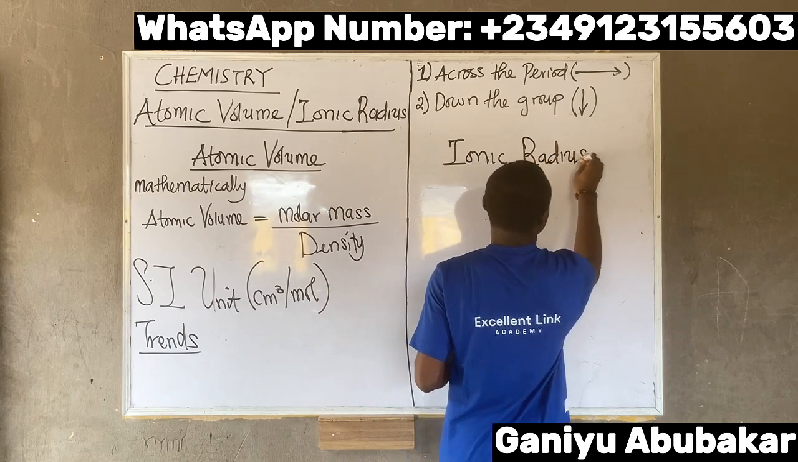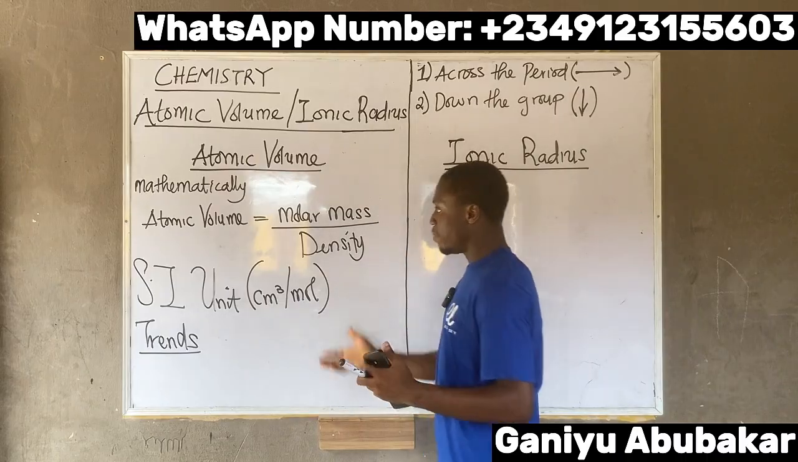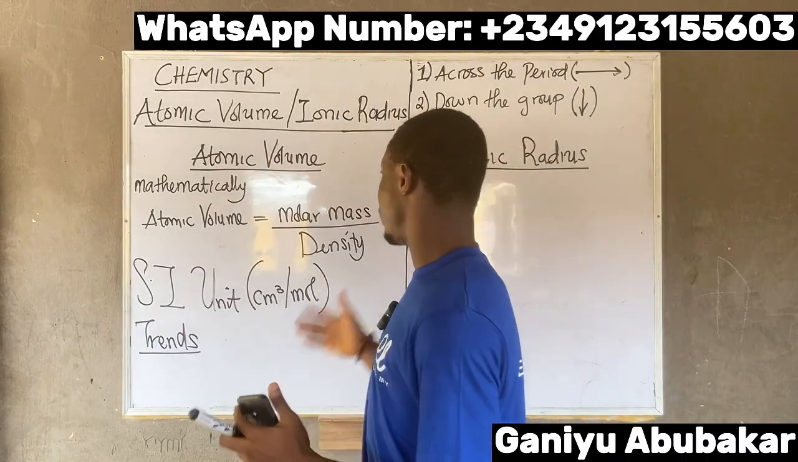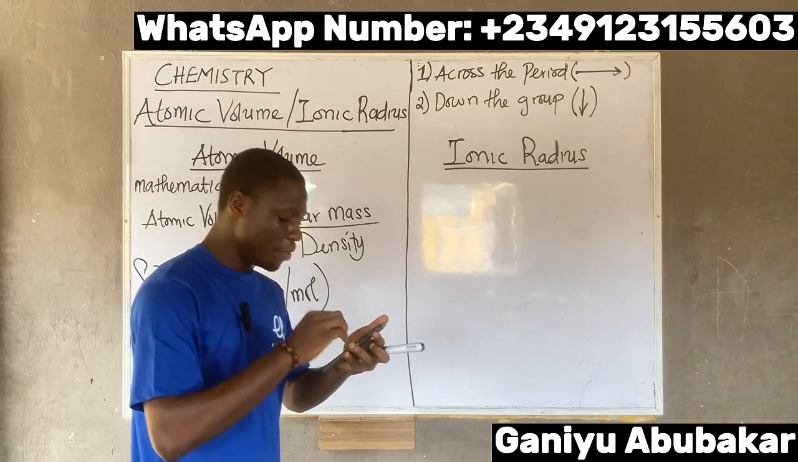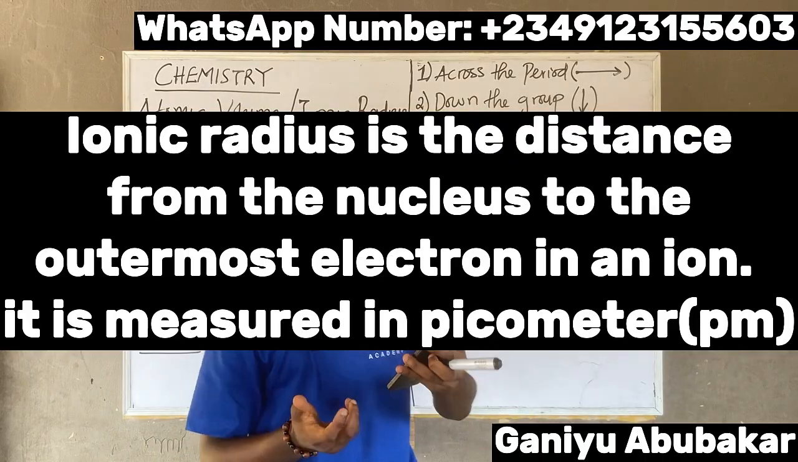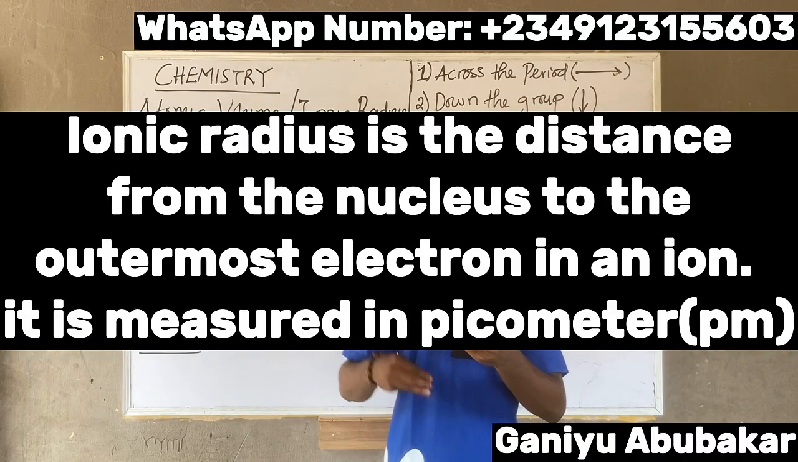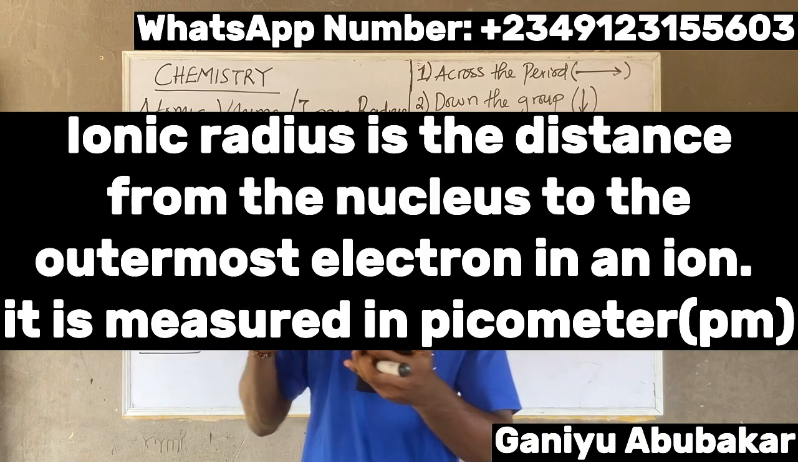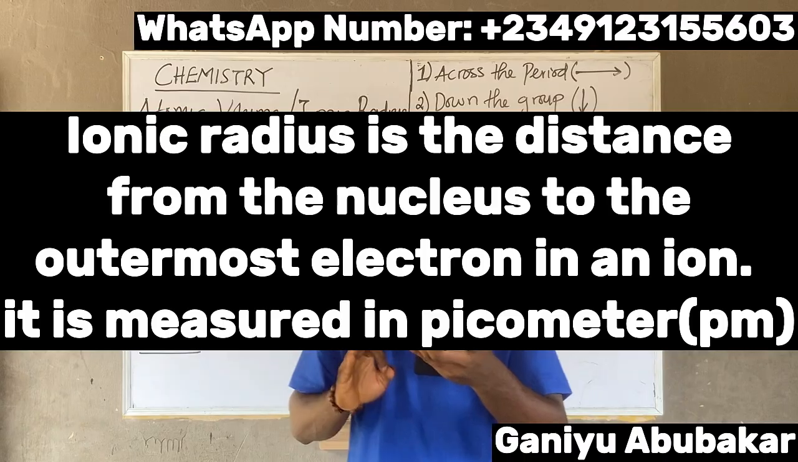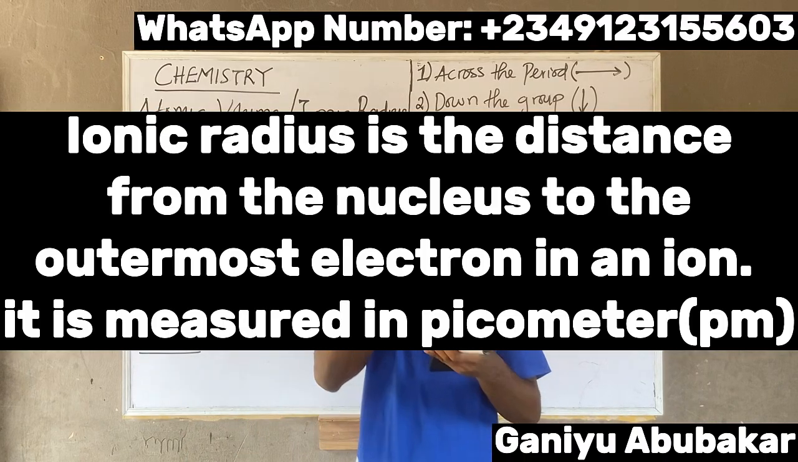All right. So let's look at ionic radius in full detail. So this is basically atomic volume. So let's move to the second concept there called ionic radius. So definition: ionic radius is the distance from the nucleus to the outermost electron in an ion. It is measured in picometer, in brackets pm.